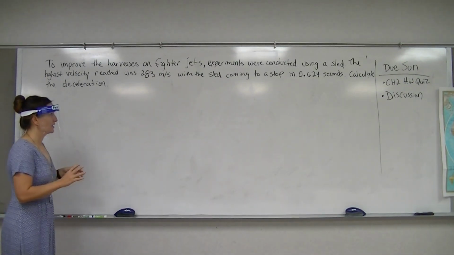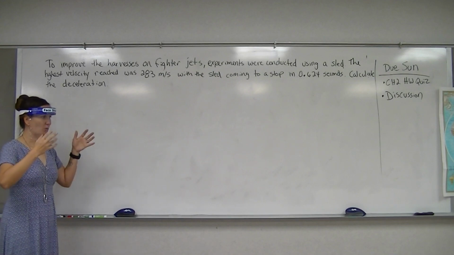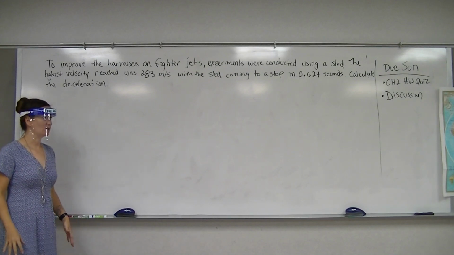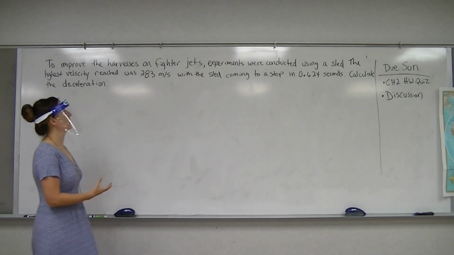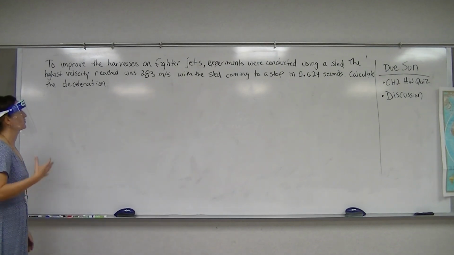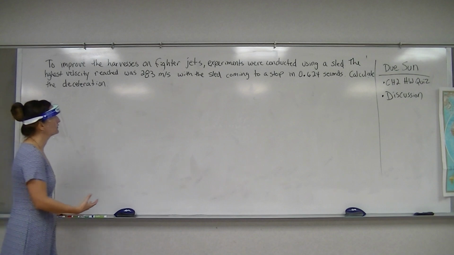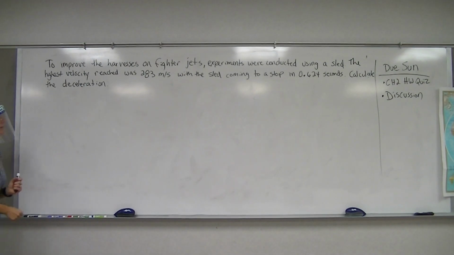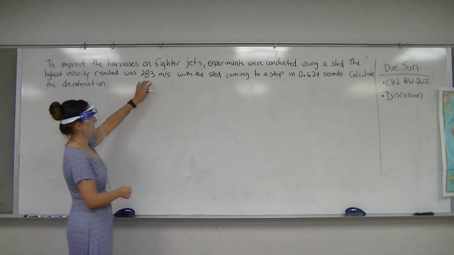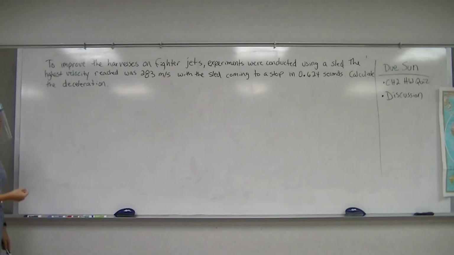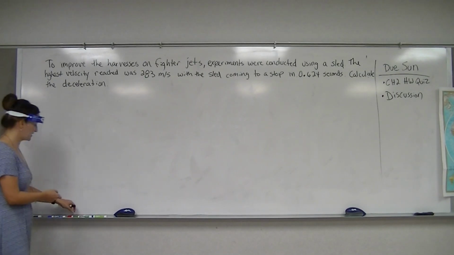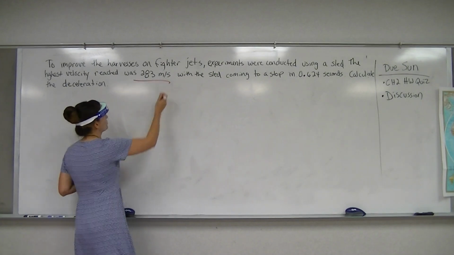When he did this, blood vessels in his eyes popped. He went temporarily blind. He had circulation issues, but he was alive. So it was great for the fact that now we can have those ejection seats, we have the harnesses, we improved fighter jets to give a fighting chance when needed. What we're going to do is, using this velocity and the time to stop, calculate just how fast he decelerated.